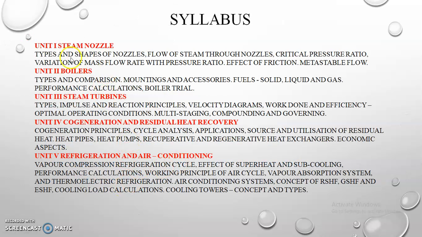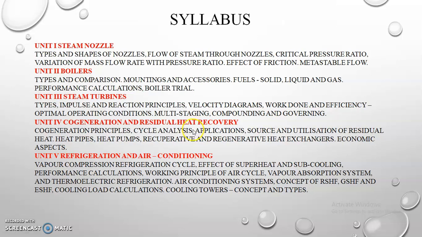From the syllabus point of view, from Unit 1, you can study the types and shape of the nozzle, maximum flow discharge through the nozzle, critical pressure ratio, and we can study from the problem point of view. From Unit 2, steam boilers, water tube boiler, fire tube boiler and comparisons, mountings and accessories used for the boilers, various types of fuels used for the thermal power plant, solid, liquid and gas, and finally we find out the performance calculations. From Unit 3 you can study the steam turbines, impulse turbine and reaction turbine, velocity compounding, pressure and velocity compounding, and governing of the turbine.